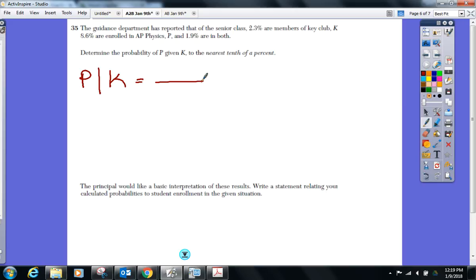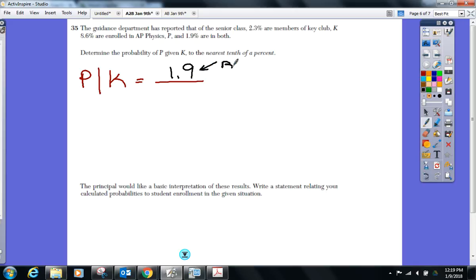Both of them happening together. So I'll go ahead and reread the problem here. What's the probability of P and K both happening together here? 1.9%. So that's what I'm going to put on top. You can put it as a decimal, it's up to you. 1.9. Both go on top.